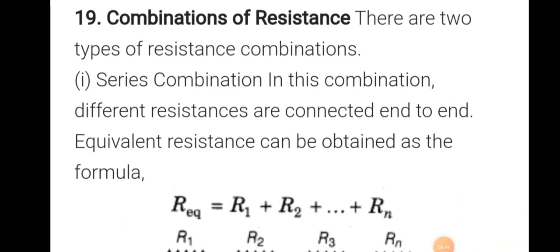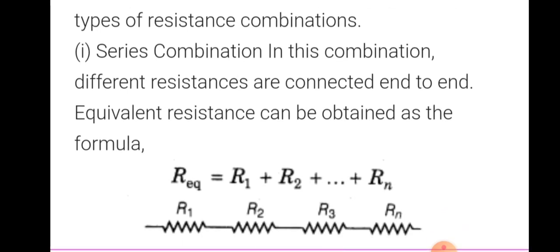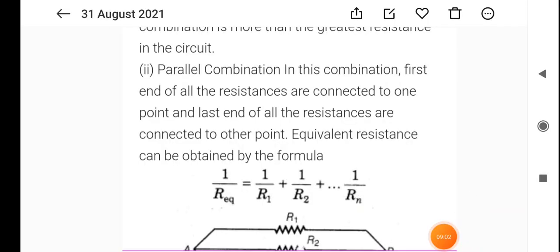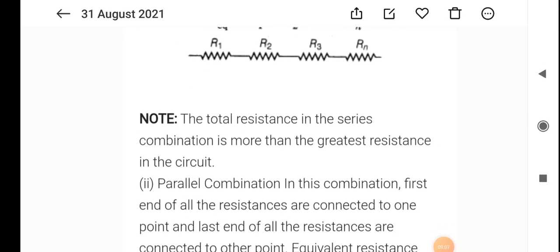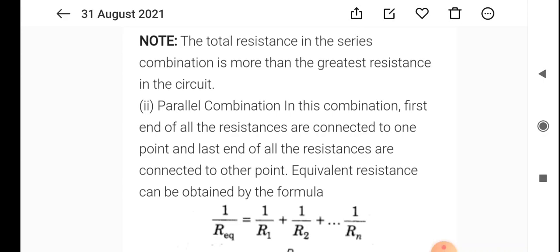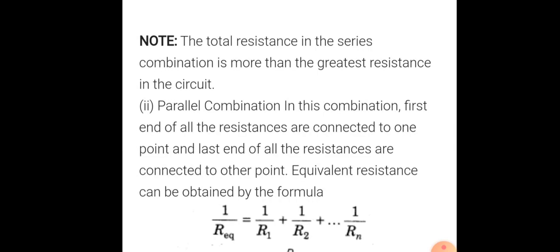Combination of resistors. There are two types of resistance combination. Series combination: in this combination, different resistors are connected end to end. Equivalent resistance can be obtained by the formula R equivalent equals R1 plus R2 up to Rn. In this way R1, R2, R3, R4 are in series up to Rn. Note: the total resistance in the series combination is more than the greatest resistance.